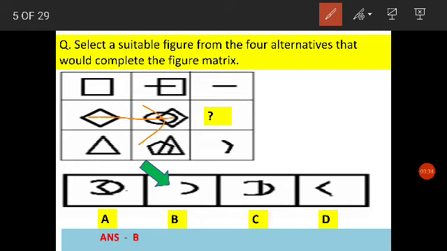There's a circle, there's a diamond, and then there's a combination of diamond and circle. There's a combination of diamond and circle, and when the diamond is removed, you see a figure like this, and this is our answer.